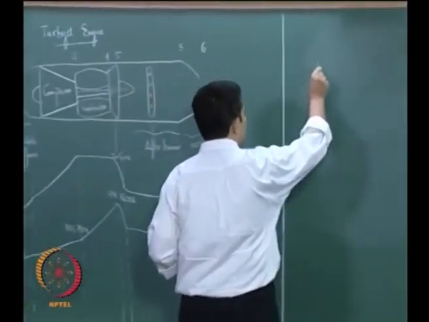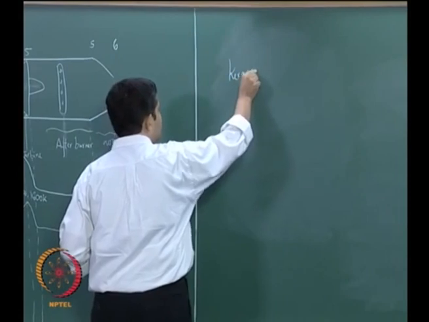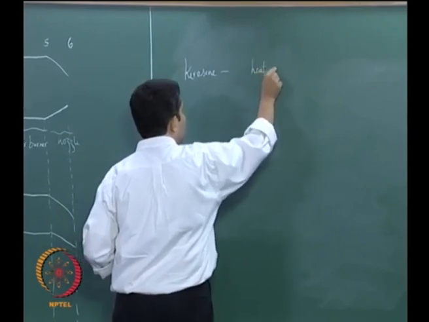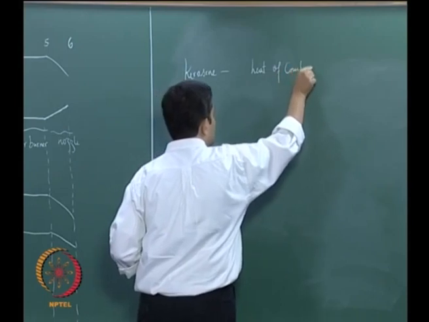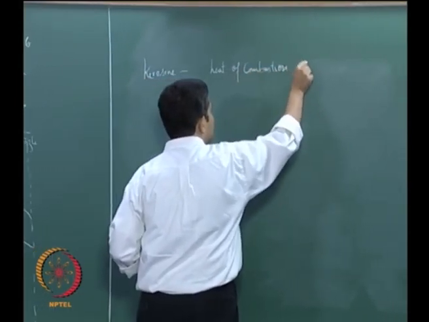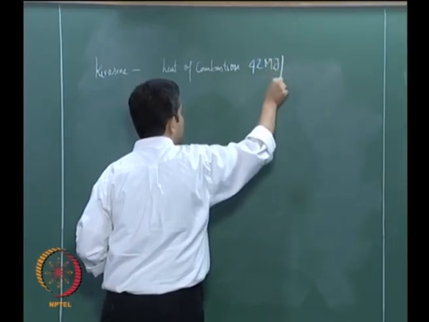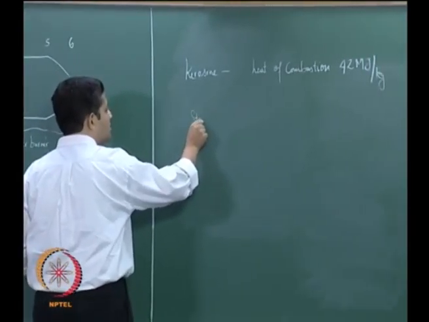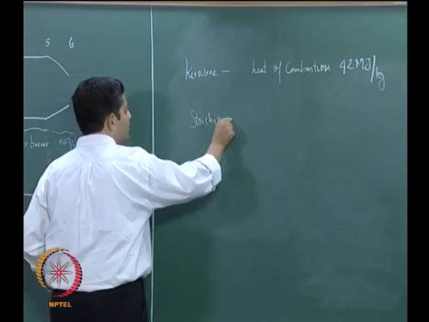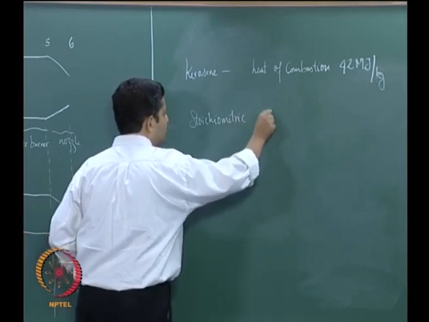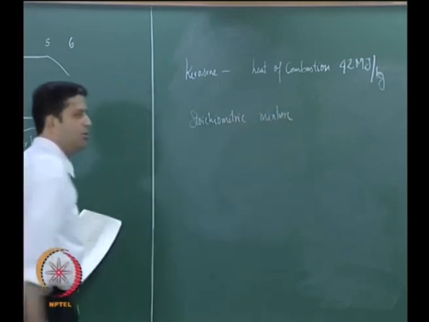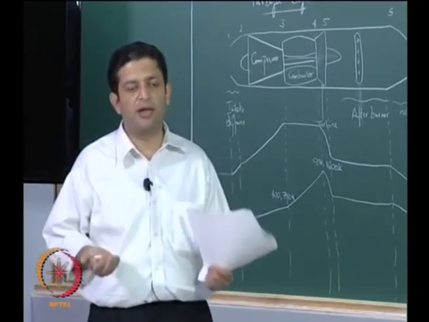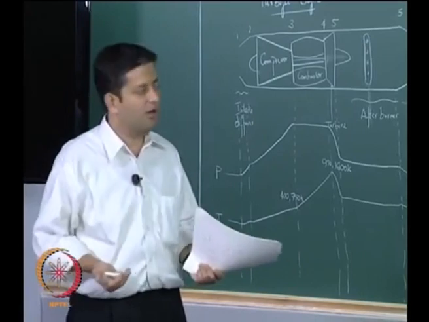So, kerosene is used and it has heat of combustion of 42 megajoules per kg. And what we know as stoichiometric mixture. What do we mean by this? What do we mean by stoichiometric mixture? It is the right amount of fuel and air that is required, or it is the amount of air that is required for complete combustion of the fuel.